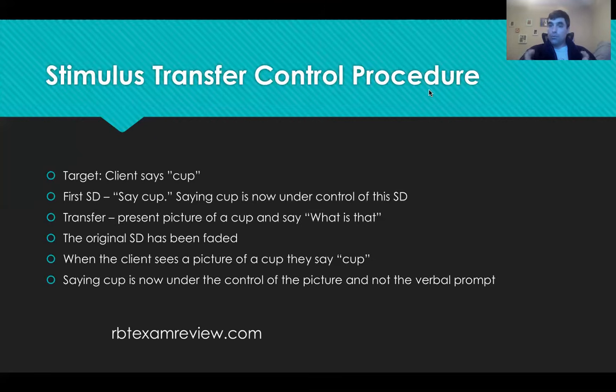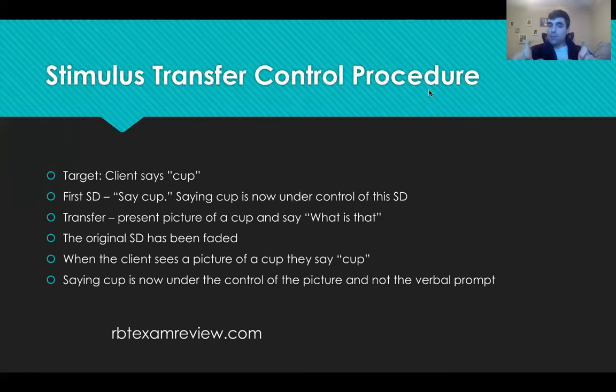We want to transfer control from our verbal prompt to the picture, right? And then to an actual cup, right? So how do we do that? How are we going to transfer control from that verbal prompt to an actual label? Okay. Well, we need to change our SD, right? We need to change what we're reinforcing in the presence of. Okay. So right now we're reinforcing in the presence of that first SD.